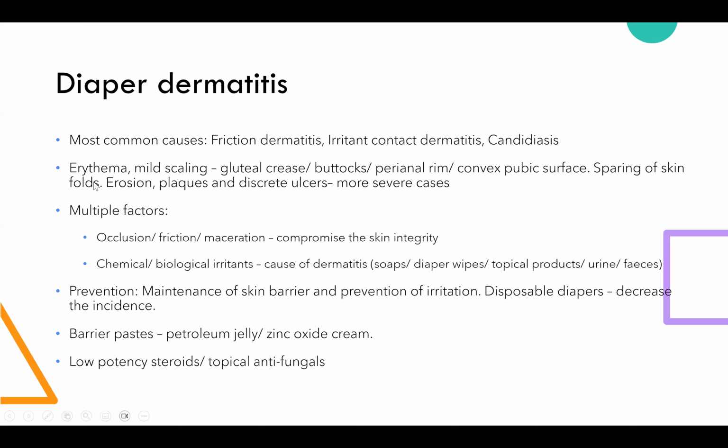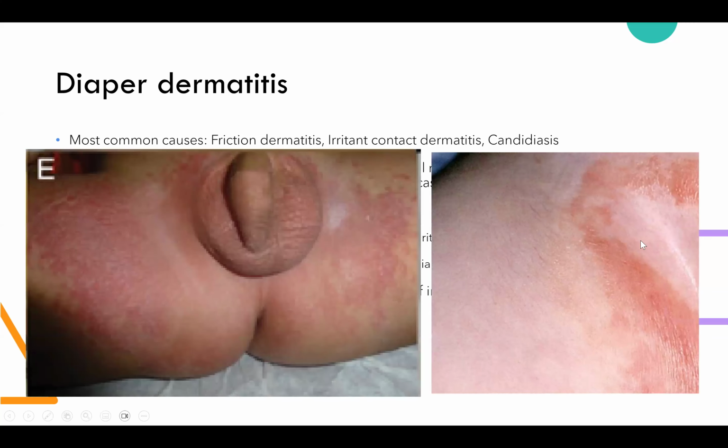So it presents with erythema and mild scaling in the flexural region like the gluteal crease, buttocks, perianal region, and convex pubic surface. The areas which are not in contact with the diaper, like the gluteal fold, will typically be spared.